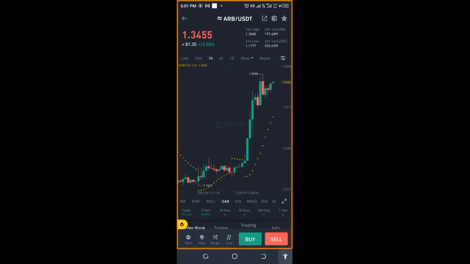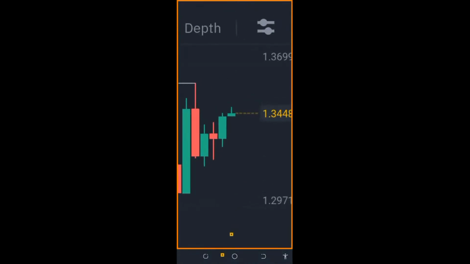Okay, so I'm seeing that it's been pumping. It was going up and down for a while. It was in this green candle, the previous was a red candle, and now it's already going up. Well, let's see how it is.